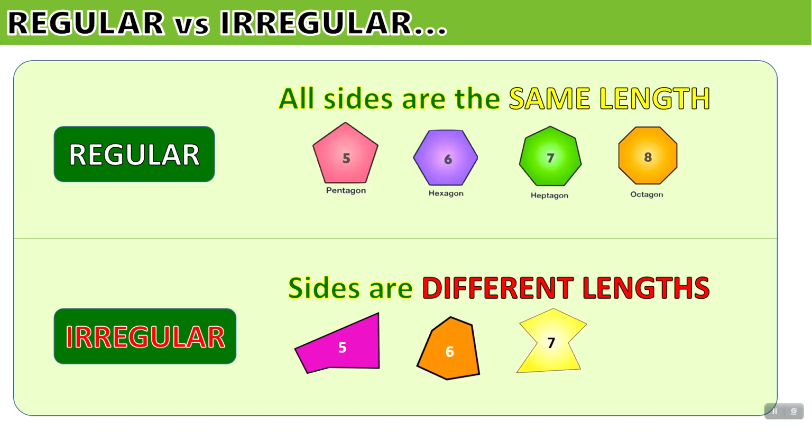Here's a 7-sided shape. Again, it looks different from the one above. And that is because it is an irregular heptagon. All of the sides are different lengths. And finally, here is an octagon. And yes, it looks different from the one above because it's an irregular octagon. All of the sides are different lengths.